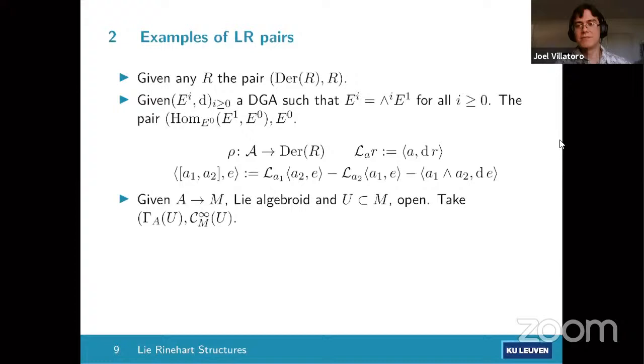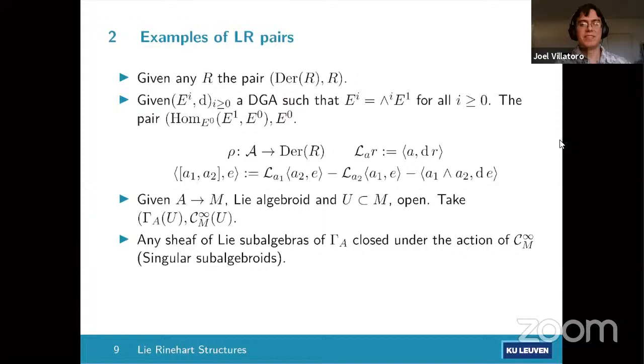Here's another example that's not necessarily a Lie algebroid. If you have a sheaf of Lie subalgebras of a Lie algebroid, you start with a Lie algebroid and then take some subsheaf of the sections that's closed under the action of C infinity of M, so it's also a submodule, then you get a Lie-Rinehart pair. And that is what is called by many people a singular subalgebroid. Probably the most famous examples of these are singular foliations, which some people study as well.